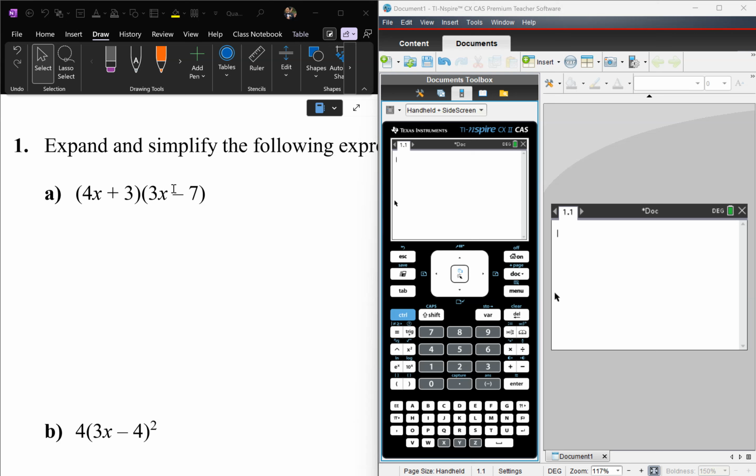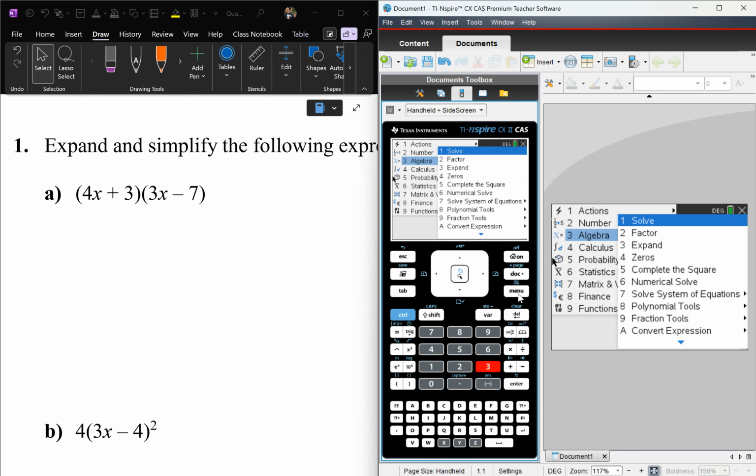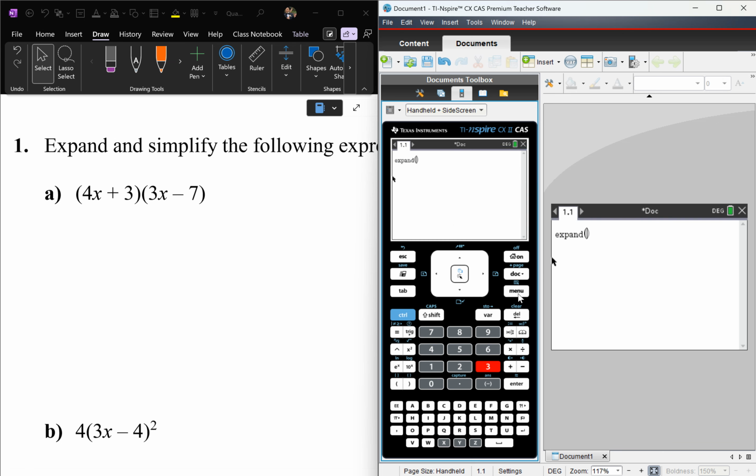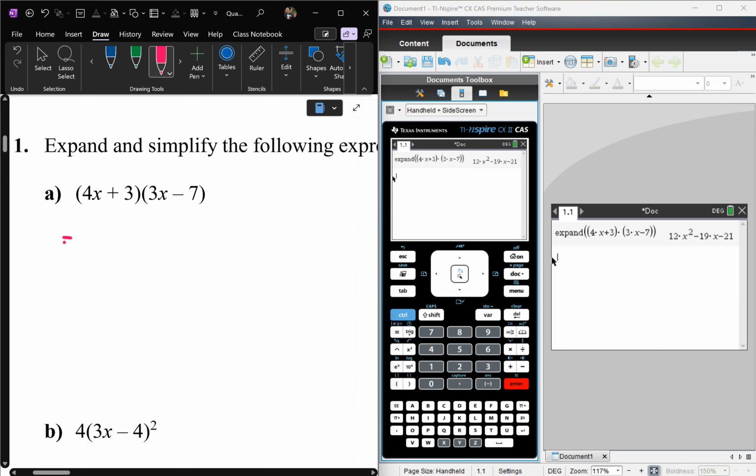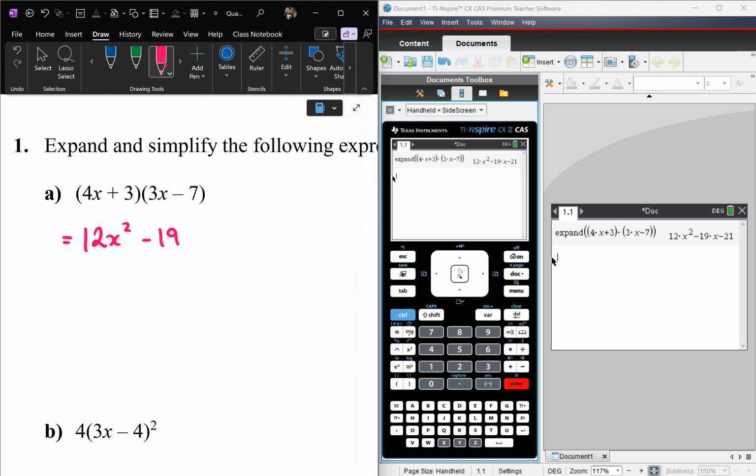Let's expand and simplify question 1a. We've got menu, press number 3 for algebra, press number 3 for expand, and you type in the bracket. So bracket 4 times x plus 3 times with 3 times x minus 7, close brackets, press enter, and that's my answer. Write it down. 12x squared minus 19x minus 21.